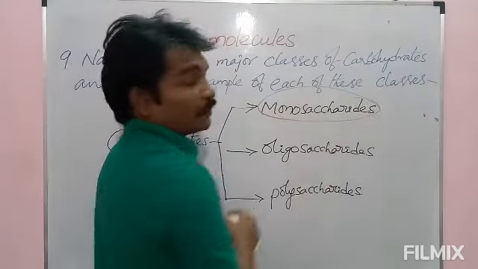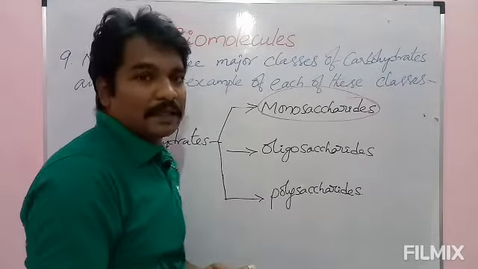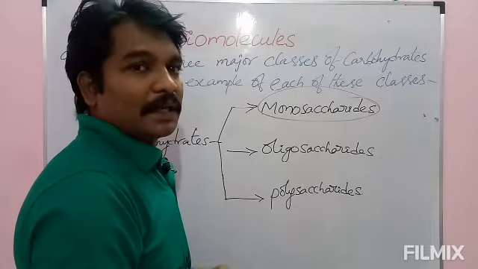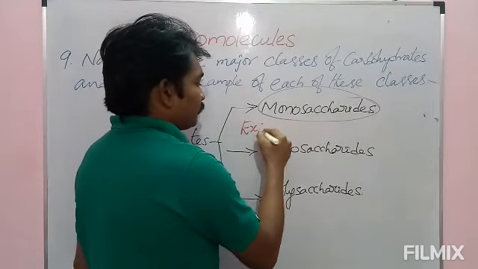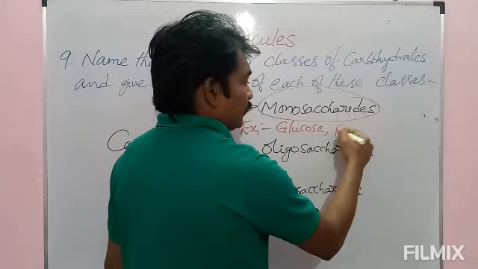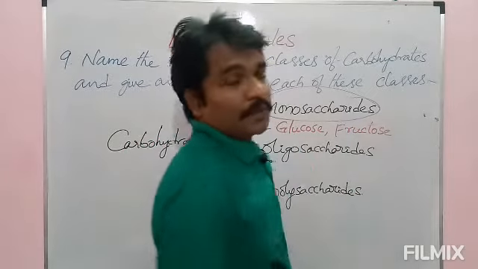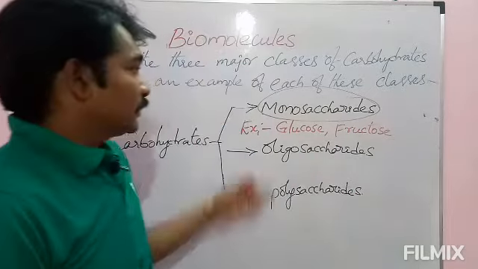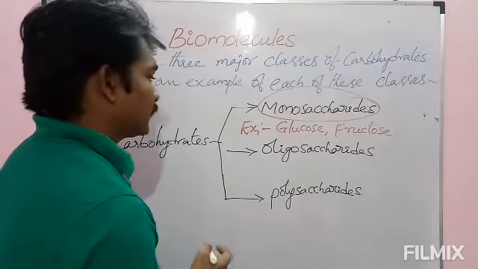Monosaccharides are the simplest forms of carbohydrates. They do not undergo further hydrolysis. Okay, already they are the simplest forms. Examples for monosaccharides: glucose, fructose. Glucose and fructose are examples for monosaccharides, the simplest forms of carbohydrates.